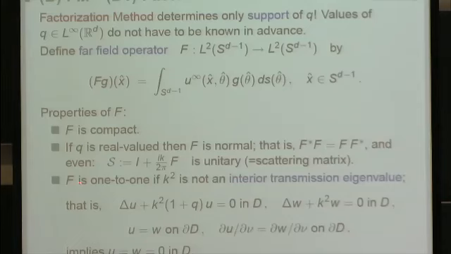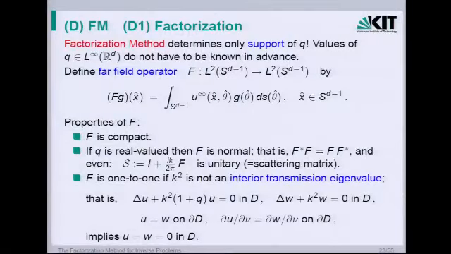F is 1-to-1. This very explicitly given operator is 1-to-1 if and only if k square is not an interior transmission eigenvalue. And here these interior transmission eigenvalues come up, and next week there will be at least 2 talks on interior transmission eigenvalues, one by John Sylvester and the other by Fioralba Cakoni. And here we have the interior transmission eigenvalue problem, so you can look at that without knowing anything about scattering theory. It's a completely independent topic, but it comes up here.